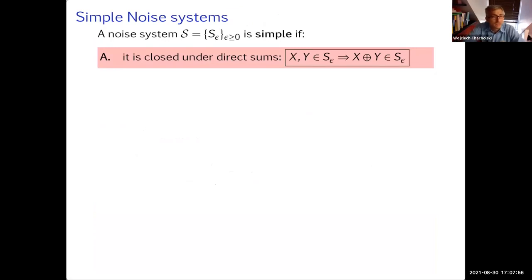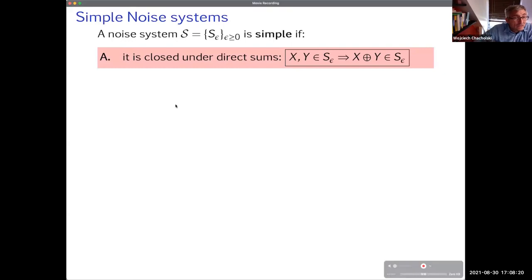It is closed under direct sums. So imagine you have a bunch of short barcodes and other short barcodes. You stack them together and you ask, do I consider this module still small? Okay, you have lots of barcodes, but short ones. Do you still consider this as small? That's a choice. If this happens in your choice, then that's one of the requirements for the noise system to be simple, to be closed under direct sum.